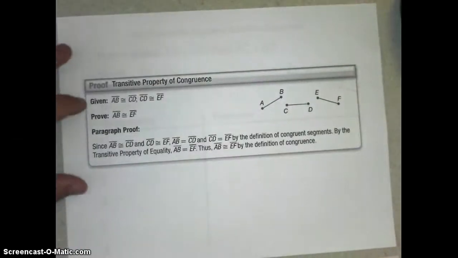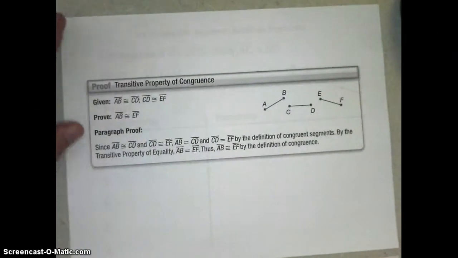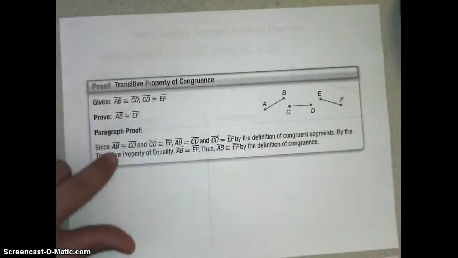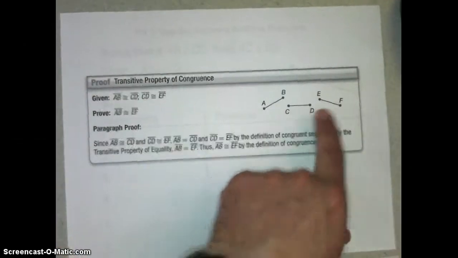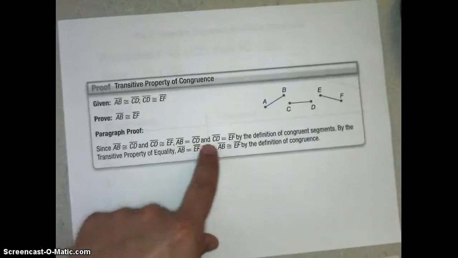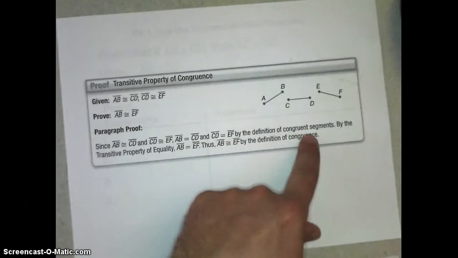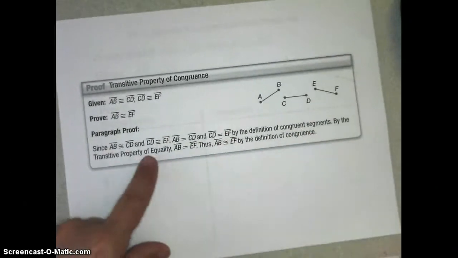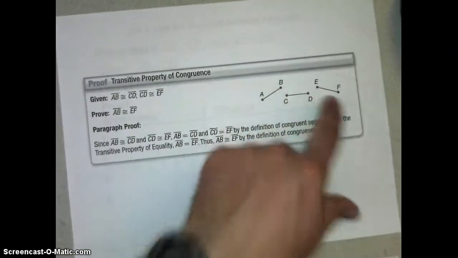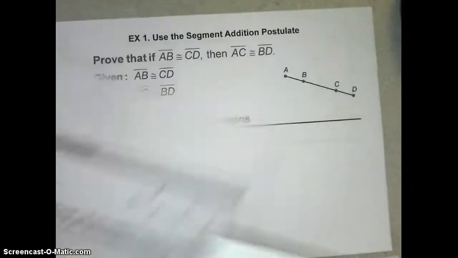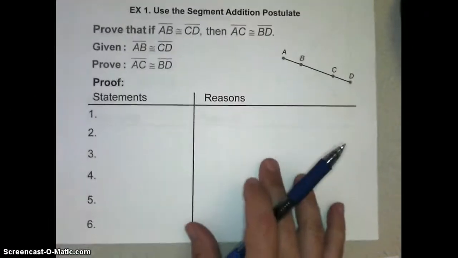Okay, and this is the proof of that transitive property. We can use that since AB and CD are congruent and CD and EF are congruent, their lengths are equal by definition of congruence. And then by the transitive property of equality, we can say that AB equals EF, and by definition, AB is congruent to EF again. So we will use that property quite often in our proofs.